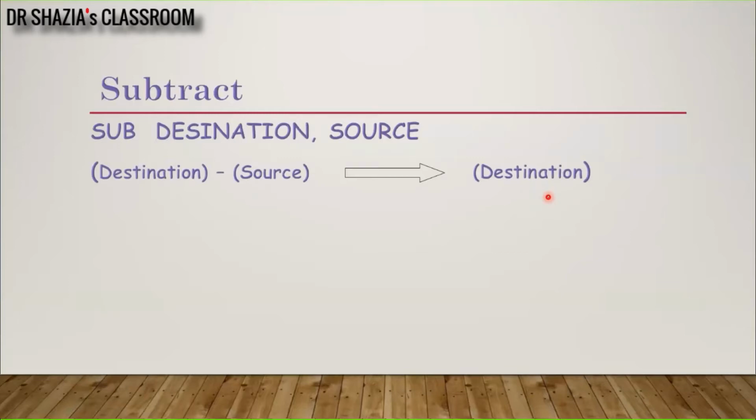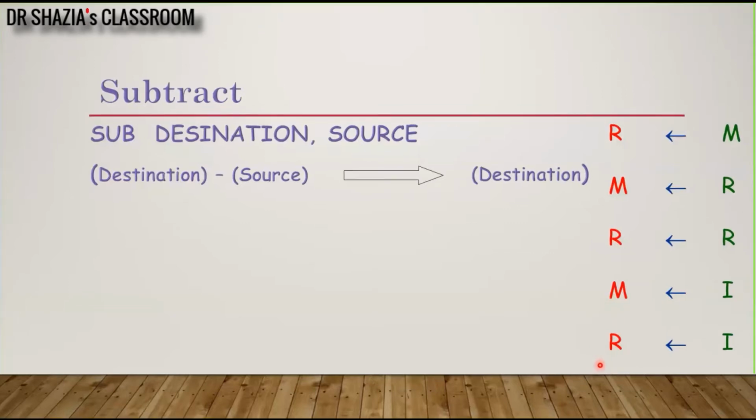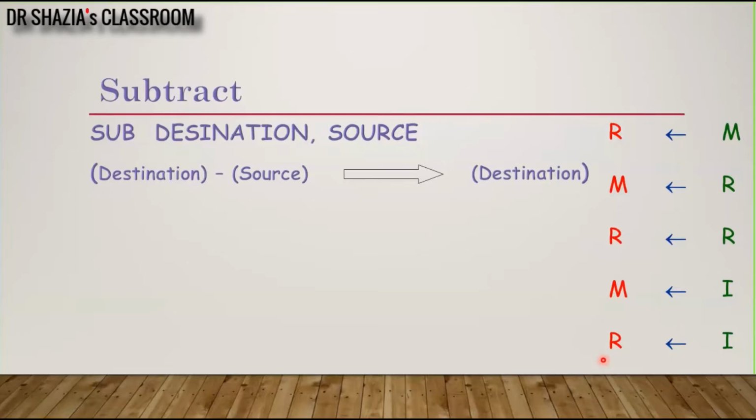This instruction is quite similar to the ADD instruction. Like in the ADD instruction, we can subtract from register to memory, memory to register, or register to register. Immediate data can be subtracted from memory or from a register. But memory to memory subtract is also not possible. As with the ADD instruction, we cannot subtract the content of two memory locations. In this case also, both source and destination cannot be memory locations.